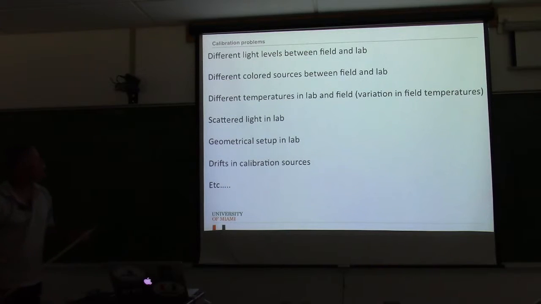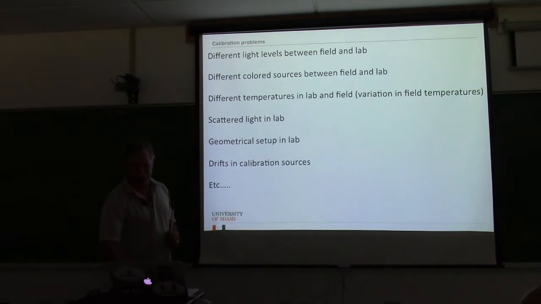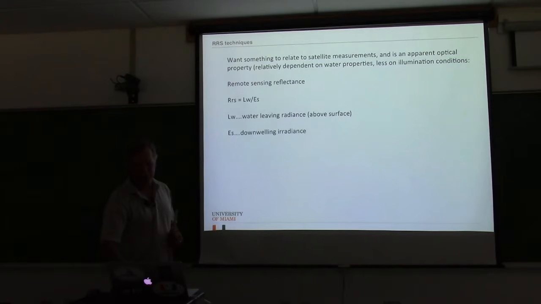Okay, other problems. The light level changes between the field and the lab, so you have to worry about the linearity of your detector. As I showed you, the lamp is completely different colored than anything you're going to see in the field, so you have to worry about that. Worry about temperature variations, you've heard about that. Scattered light in the lab, geometric setup in the lab, drifts in your calibration sources. There's all sorts of things you have to be careful about if you're going to try to do the calibration yourself. Most labs are probably not set up to do that well enough.